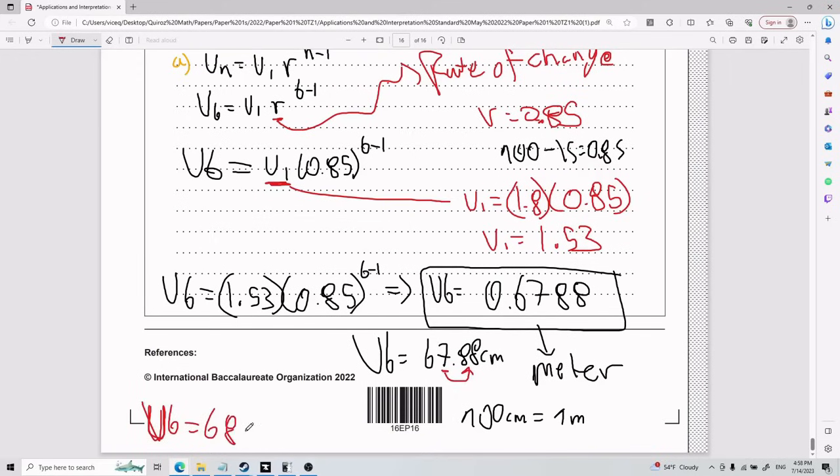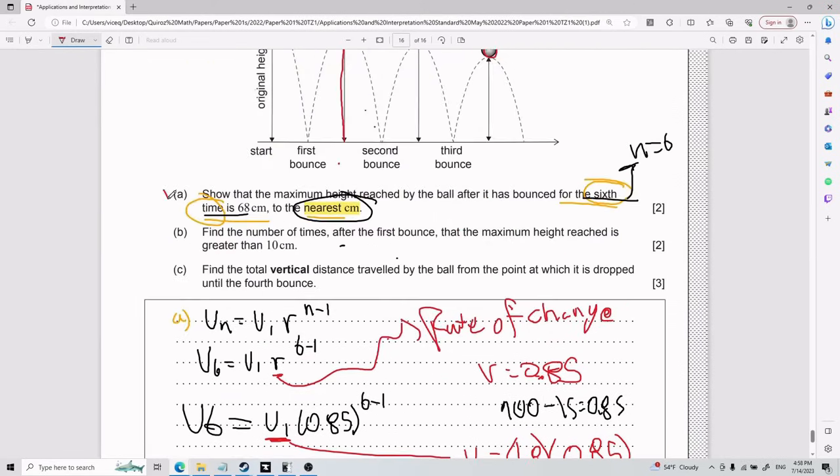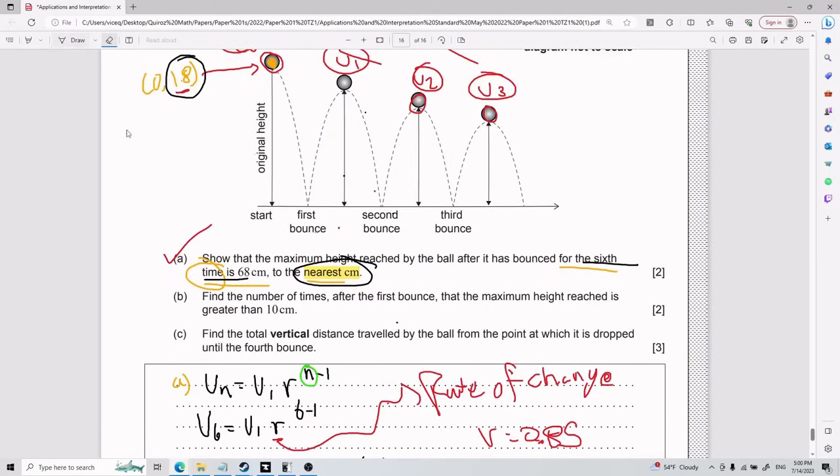U6 is going to be 68. 68 what? 68 centimeters. So that is for part A. Okay, and now for part B, we need to find the number of times after the first bounce that the maximum height reached is greater than 10 centimeters.